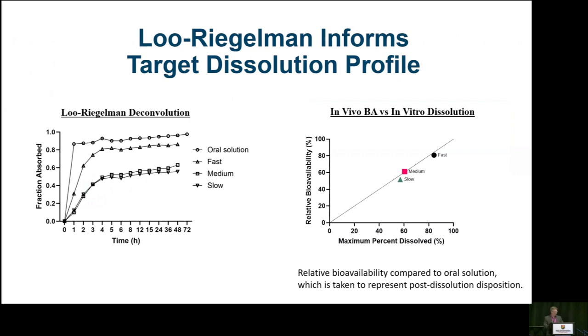So again, the Loo-Riegelman deconvolution profiles are on the right-hand side. On the left-hand side, we paid a lot of attention to the extent of dissolution. In this approach, we're assuming that dissolution is incomplete in vivo, resulting in differences in AUC in vivo, and we wanted to mimic that. With dissolution being rate limiting, presumably, we were willing to have incomplete dissolution, and we knew the extent of that incomplete dissolution, just relating the relative bioavailability compared to the oral solution, compared to the AUCs for fast, medium, and slow.